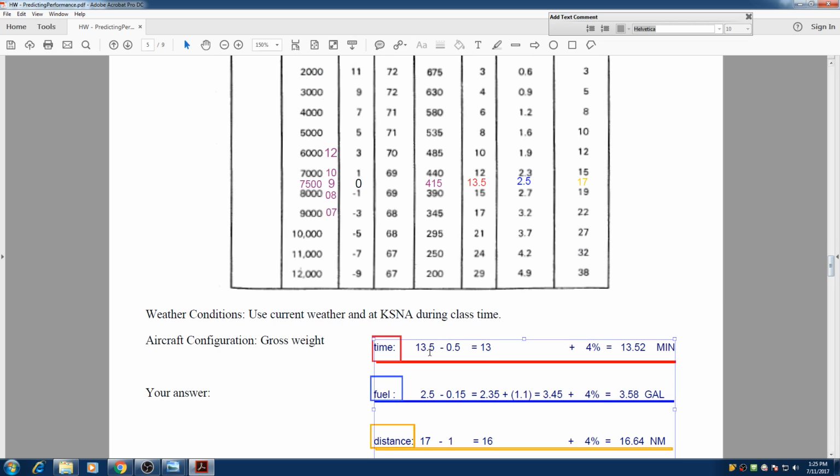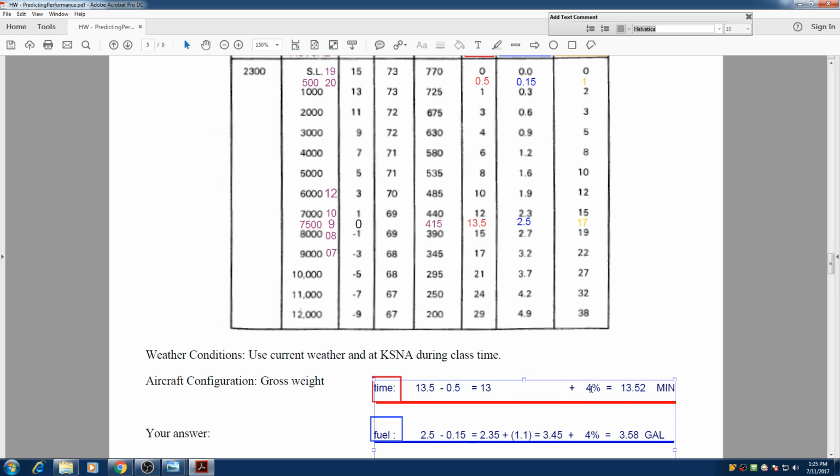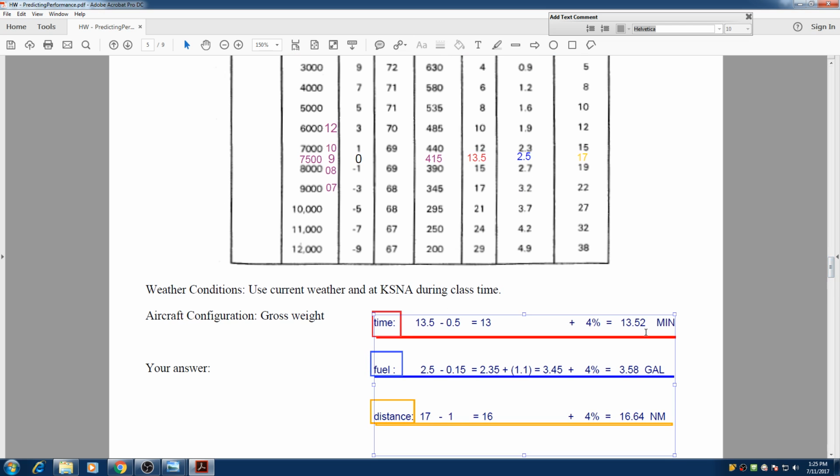So for time, as we look here, it says 13.5 for 7,500. It's 13.5 minus 0.5, it's 13. We increase it by 4%. We get 13.52 minutes. I'm sorry, so 13 and a half roughly.